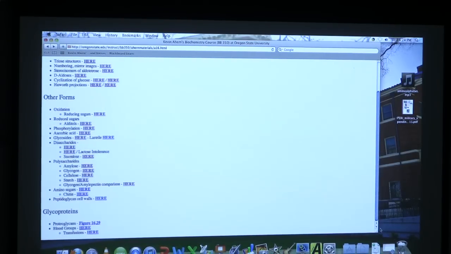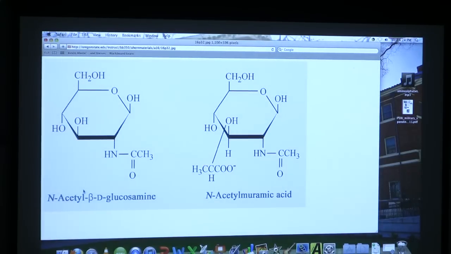Okay, let's see. I want to just very briefly mention a couple of things. One is there are some other modifications to sugars that happen. One is making what are called amine sugars. And like we have amino acids, amine sugars are sugars that have amine groups in them. Here's N-acetylglucosamine, as we can see here. That means it's basically glucose, where the hydroxyl on carbon number two has been replaced by this N-acetyl group. Here's N-acetylmuramic acid. I won't really say much more about that.